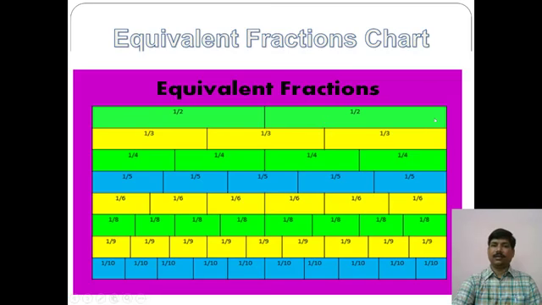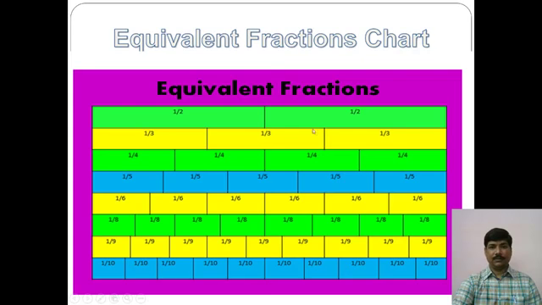Here these are the rectangular strips, 1, 2, 3, 4, 5, 6, 7, 8. The first strip is divided into 2 equal parts, the second strip into 3 equal parts, the third strip into 4 equal parts and so on. When the strip is divided into 2 parts, each part represents 1 by 2. If it is divided into 3 equal parts, one part represents 1 by 3 and so on.